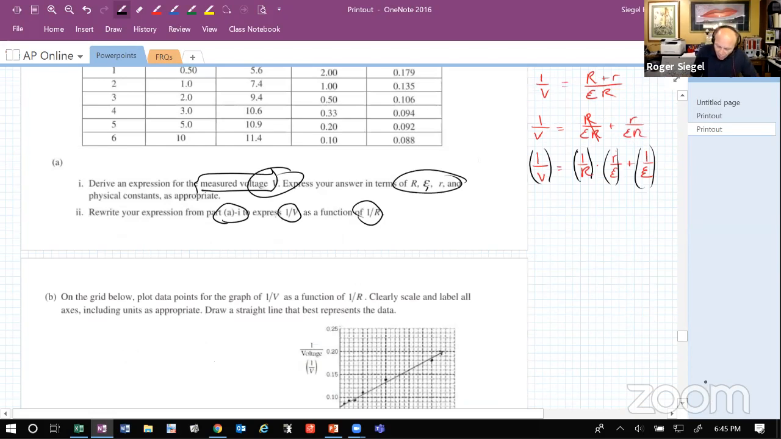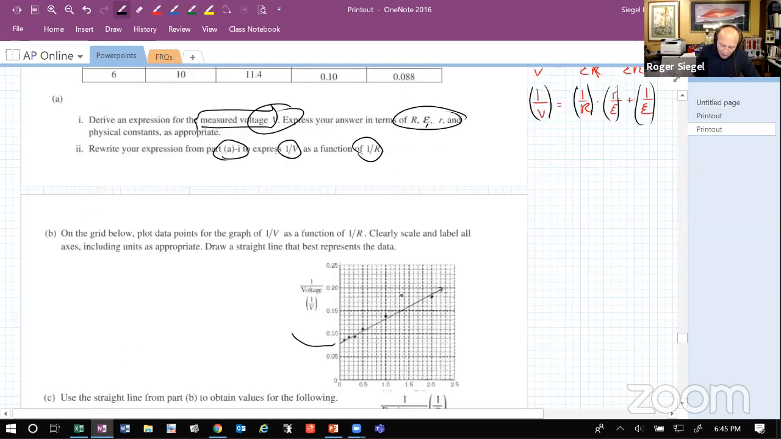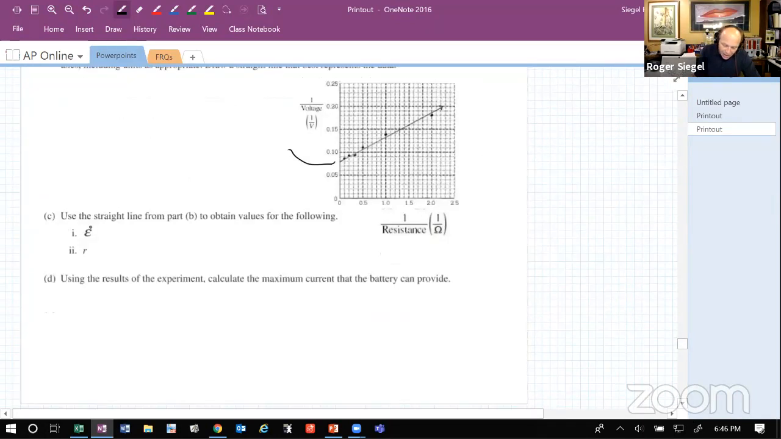And so now on the grid below, it says, plot the graph of 1 over V against 1 over R. I've plotted it for us here, and I've labeled it for us, but they want us to use the straight line to obtain the values for the following. And so they want us to find E and r.